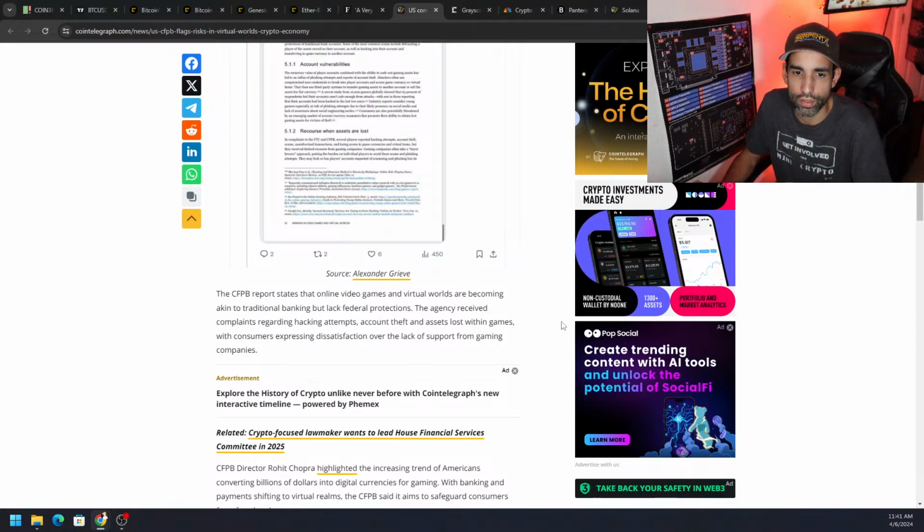But the report states that online video games and virtual worlds are becoming akin to traditional banking, but lack federal protections. The agency received complaints regarding hacking attempts, account theft, and asset loss within games, with consumers expressing dissatisfaction over the lack of support from gaming companies.